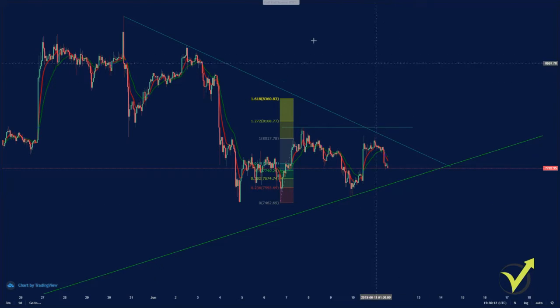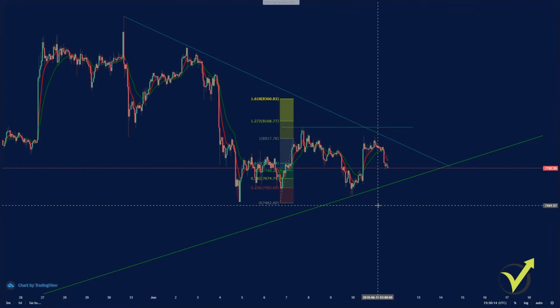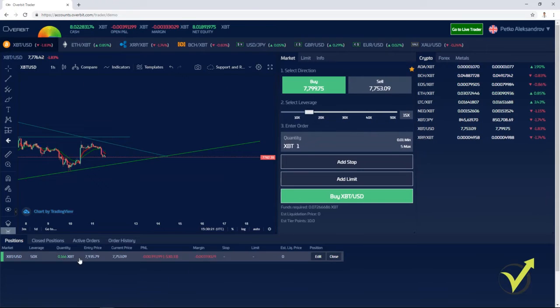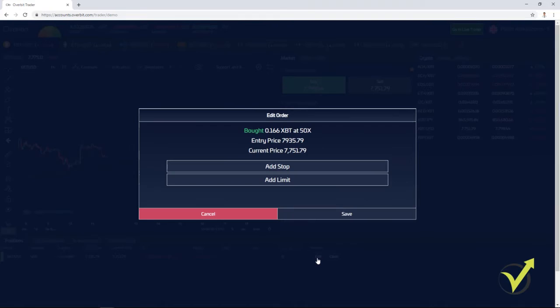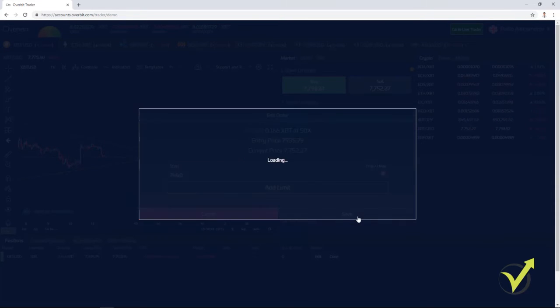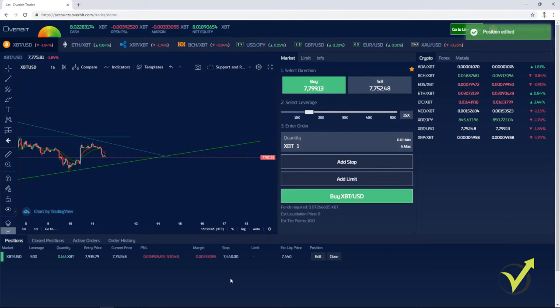Okay, so I will show you now how to place the stop loss at 7,440. Alright, here is my position, and here I have the edit button. So when I click on it, you can see I have add stop. We said it would be at 7,440. I click on save and the position is edited. I have it at 7,440 right about over here.